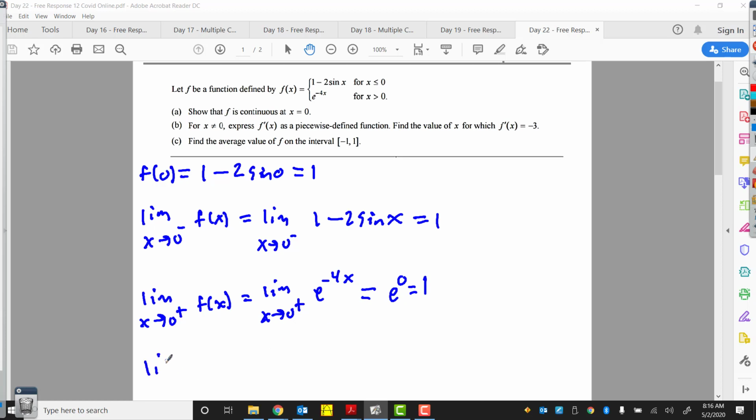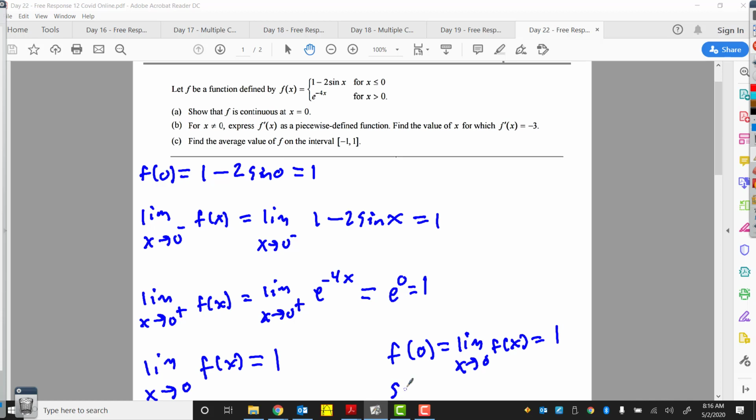So that means the limit as x approaches 0 of f of x equals 1, because the limit from the left and the right are the same. And so f of 0 equals the limit as x approaches 0 of f of x, which equals 1. So f is continuous.